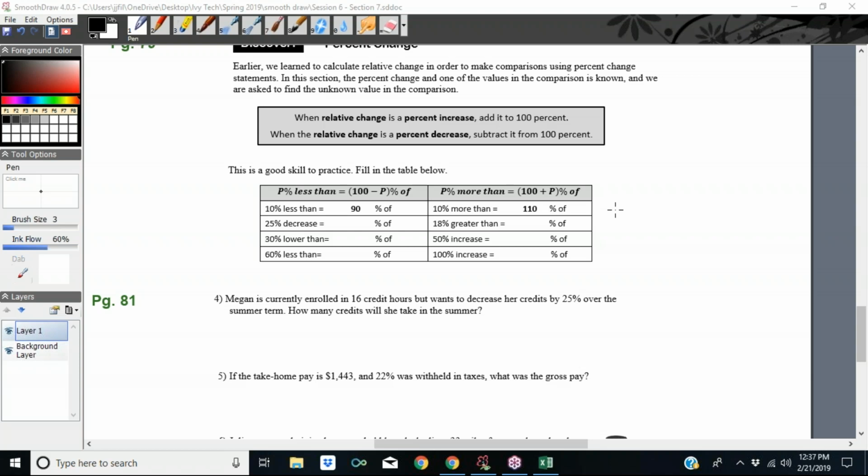So it says here, when relative changes of percent increase, we add it to 100%, and when relative changes of percent decrease, we subtract it from 100%.